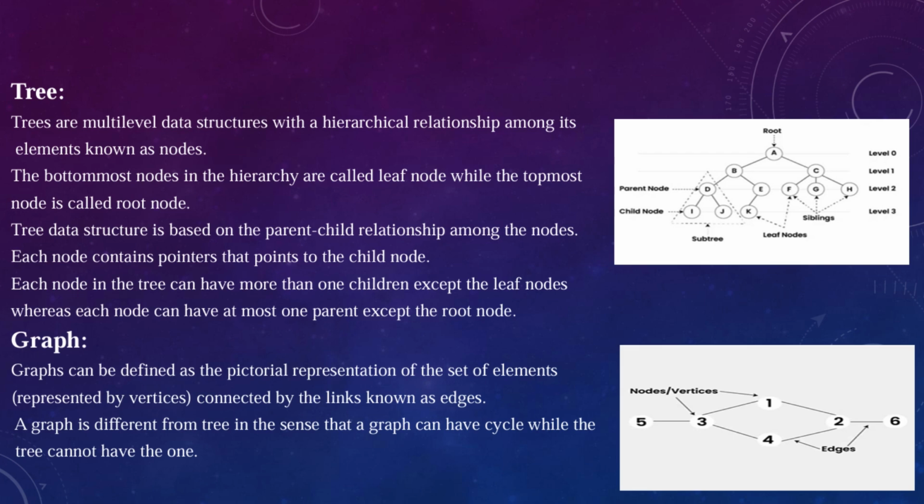And the next one is graph. A graph is a nonlinear data structure that consists of vertices or nodes and edges. Graphs can be defined as the pictorial representation of the set of elements represented by vertices connected by the links known as edges. A graph is different from a tree in the sense that a graph can have a cycle while the tree cannot have one.